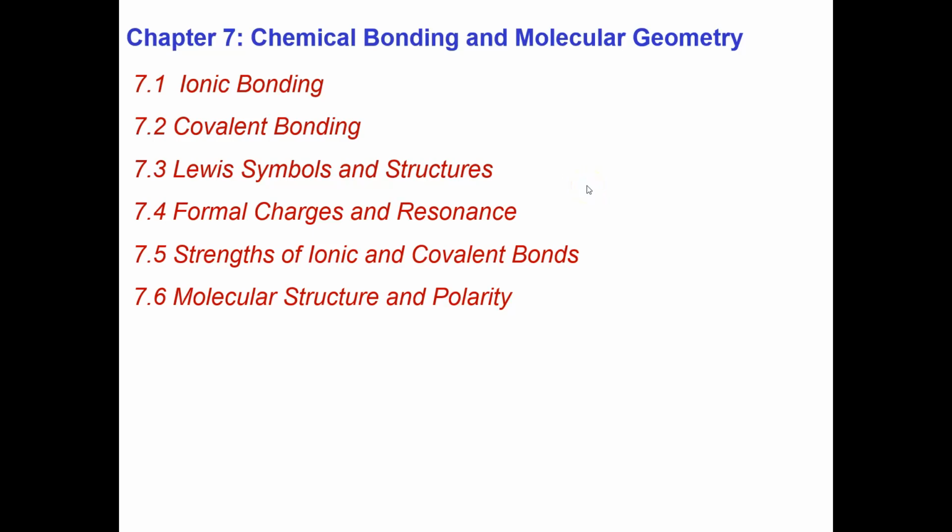In Chapter 6, we learn about how electrons are organized within atoms. However, most atoms don't exist as individual atoms, but rather as atoms bonded in chemical compounds. So in Chapter 7, we're going to talk about chemical bonding and the 3D arrangement of atoms within compounds, or molecular geometry. To begin with, we're going to talk about ionic bonding.